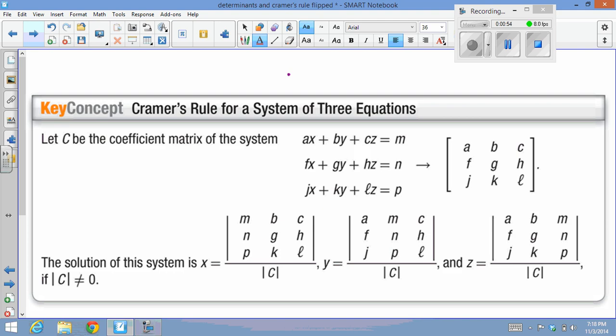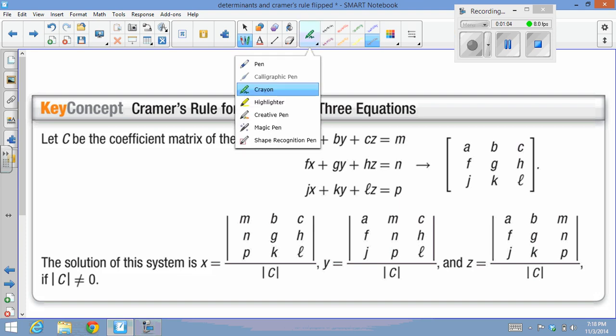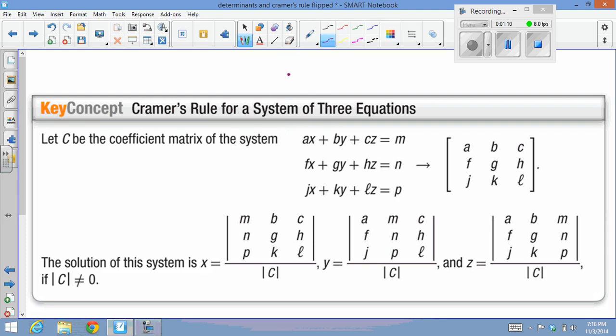We're going to be talking about Cramer's rule. Actually, here's what we did the other day. Notice that when we're doing these problems, we are using Cramer's rule, and it is written here. The Cramer's rule we had for 2 dimensions, now we're doing 3 dimensions.